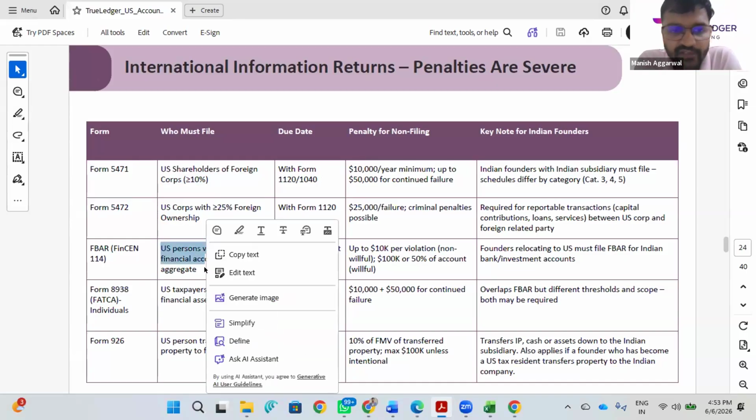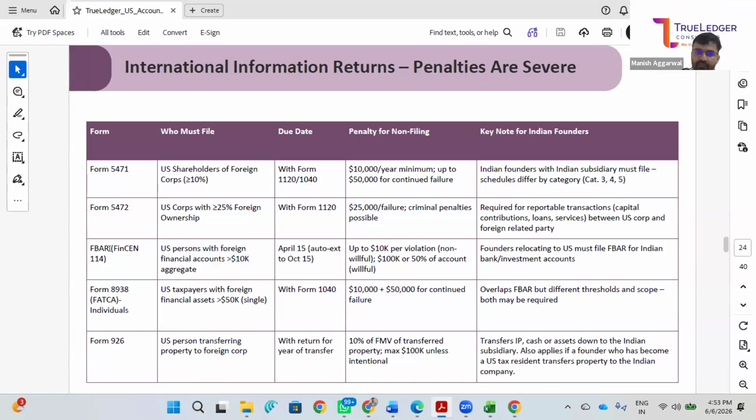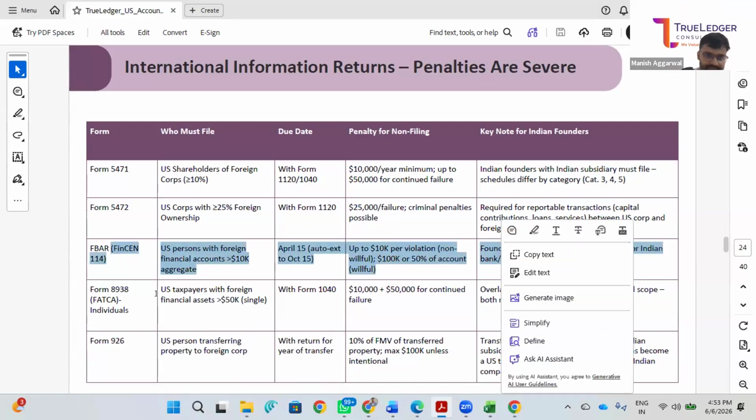Then there is a form called FBAR, Foreign Bank Account Reporting, or FinCEN 114, wherein if I am a US resident and I hold bank accounts in a foreign country, I am required to report the details of all my foreign banks, like branch, maximum balance, and account number. This could be applicable both for the company as well as the founders who move to the US and are filing their individual tax return. So they are supposed to file the FBAR reporting along with their tax return.